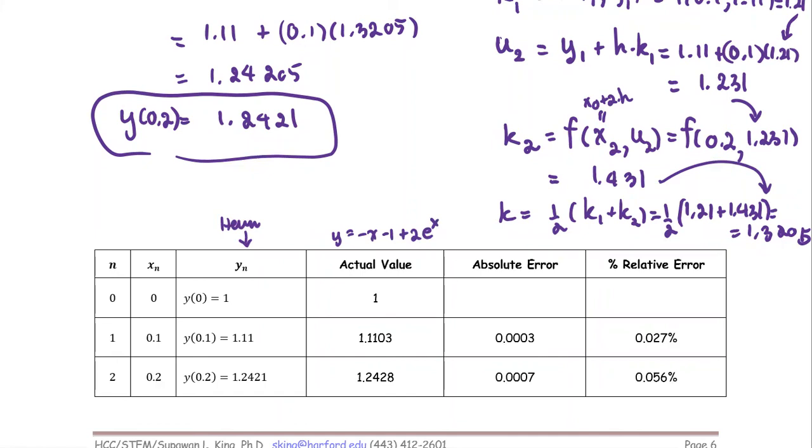Compute the absolute error, which is the difference of the approximation and the actual value. The percent error at the first iteration is 0.027%, and at the next iteration we get a percent error of 0.056%. If you compare with the table that we obtained from the original Euler's method, the percent error for the approximation from the Heun's method, or the modified Euler, is less than the percent error from the Euler's method.